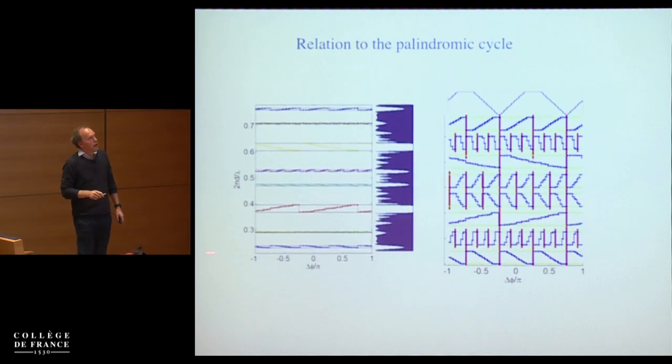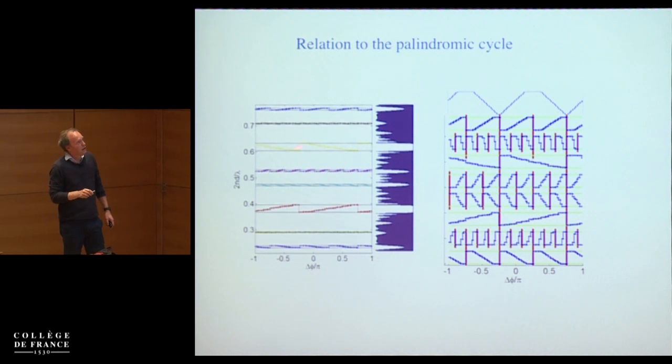So now, what is the relation to the palindromic cycle? Here, those are the modes which are represented here, okay? Each mode here, as a function of delta phi, is for a given gap. So this one is for that gap. No, sorry, this one is for that gap, this one is for that gap, and here is the palindromic cycle.